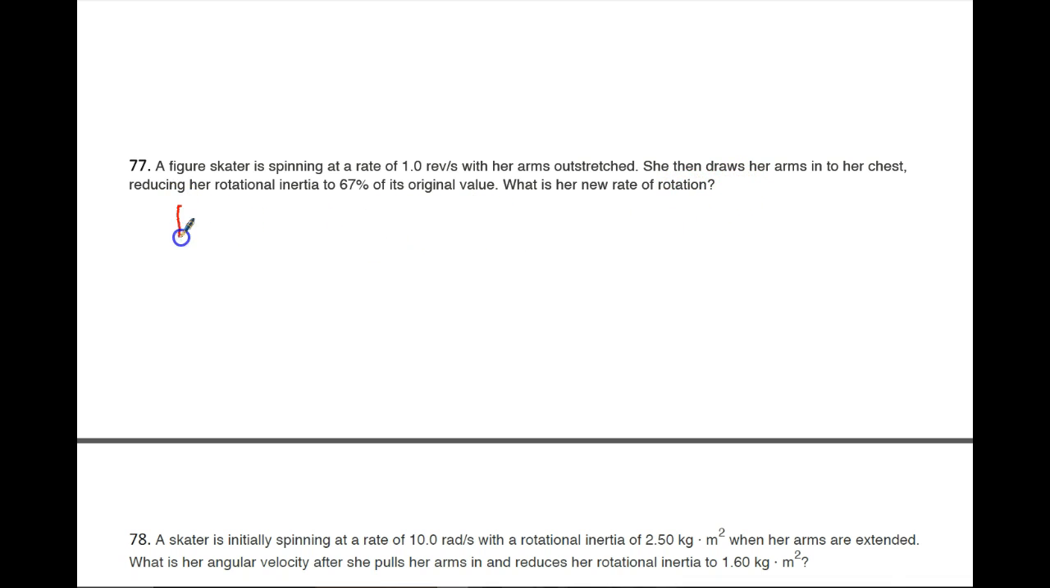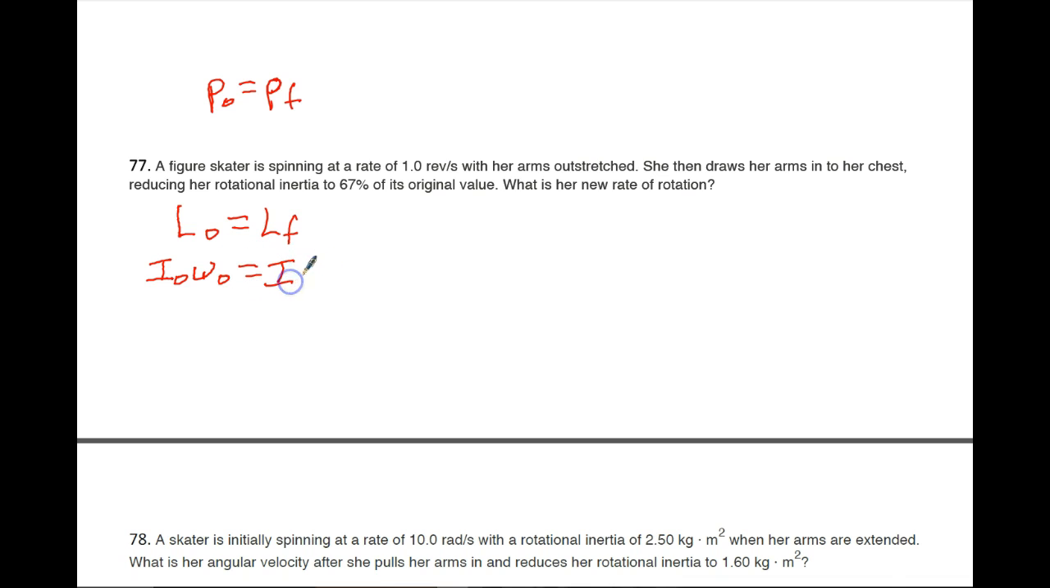To do this, we're going to use the conservation of angular momentum. It's just like the conservation of momentum, where we said that the original momentum should be equal to the final momentum. But now we're doing everything in a circle. So we're going to say the original angular momentum should be equal to the final angular momentum. Remember, angular momentum is equal to I times the angular speed. So this is the original I times the original angular speed.